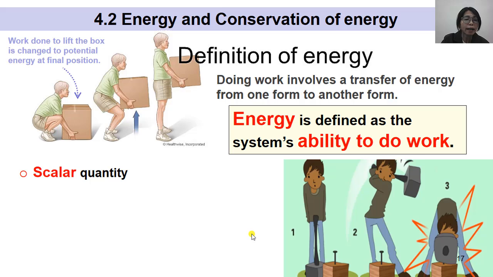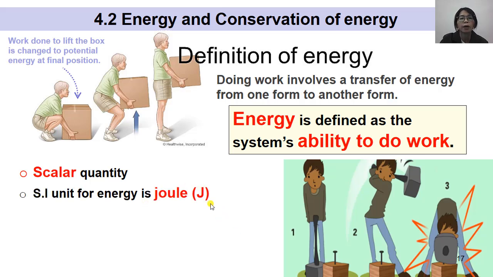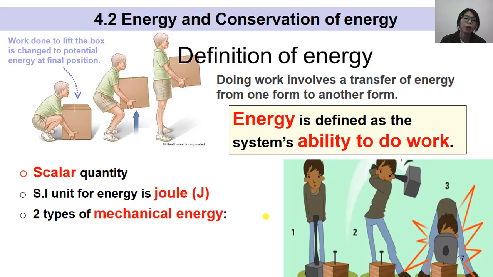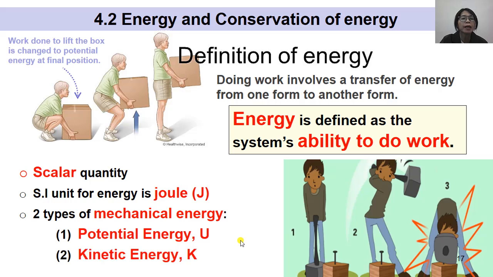So energy is a scalar quantity. The SI unit for energy is joule. Basically, in our discussion for topic 4, we are going to focus on mechanical energy. And there are two types of mechanical energy. The first is potential energy, which we represent by capital U. The second one is kinetic energy, which we represent by capital K.